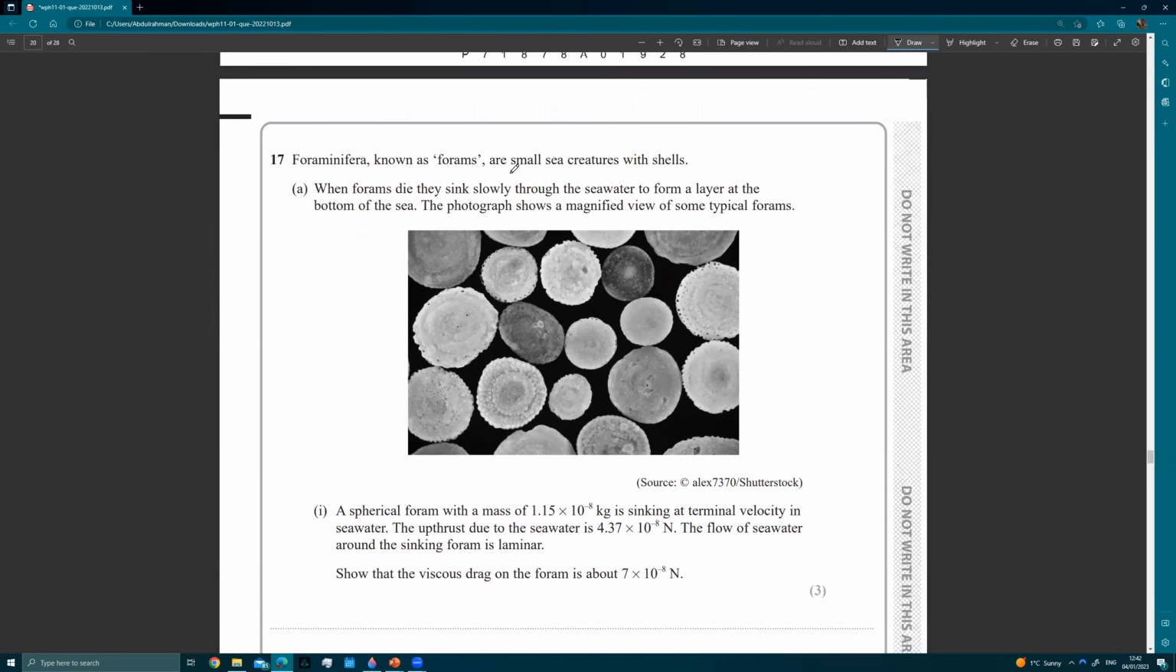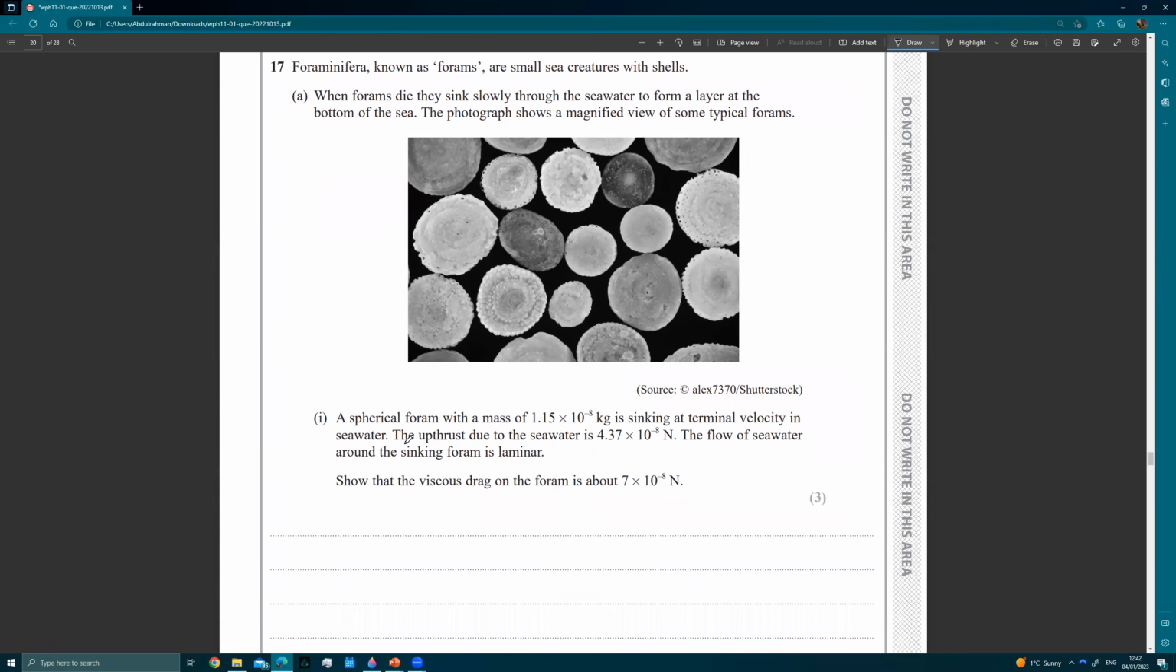Forams are small sea creatures with shells. When they die, they sink slowly through the seawater to form a layer at the bottom of the sea. The photograph shows a magnified view of some typical forams. A spherical one has a mass of 1.15 times 10 to the minus 8 kilograms, and is sinking at terminal velocity in seawater. Terminal velocity tells me the forces are balanced.